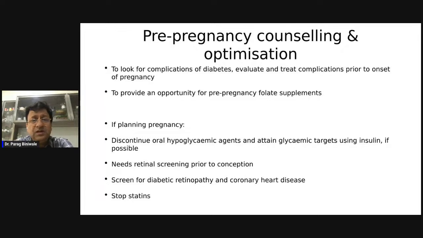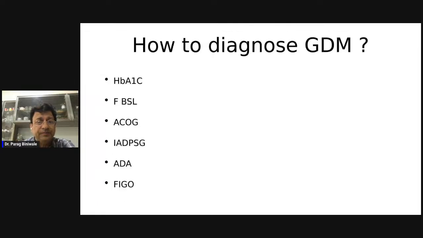So pre-pregnancy counseling and optimization is very, very important. We must look for complications of diabetes if she's found to be diabetic earlier. And if she's planning pregnancy, we may have to switch to insulin and then do a proper screening for retinopathy, coronary heart disease, etc.